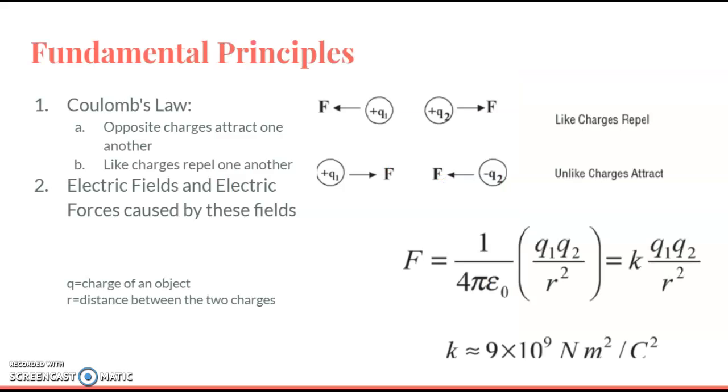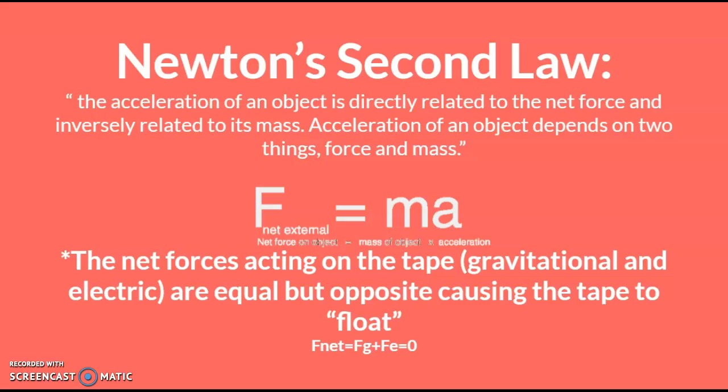The fundamental physics principles we used in this lab were Coulomb's law, that opposite charges attract one another and like charges repel each other. We also used our knowledge of electric fields and electric forces caused by these fields, as you can see in the equation below, where Q is the charge of an object, R is the distance between the two charges, and K is the constant of 9 e to the 9 newton meters squared over coulombs squared. We also used Newton's second law, which says that the force is equal to the mass of an object times the acceleration.